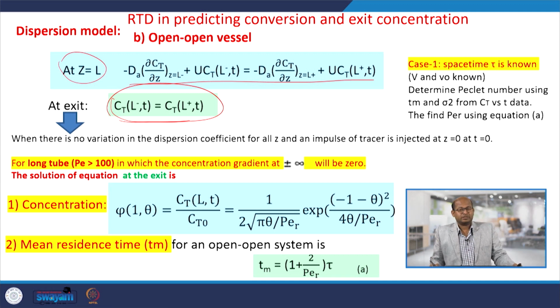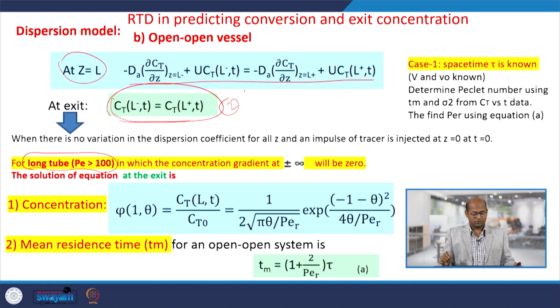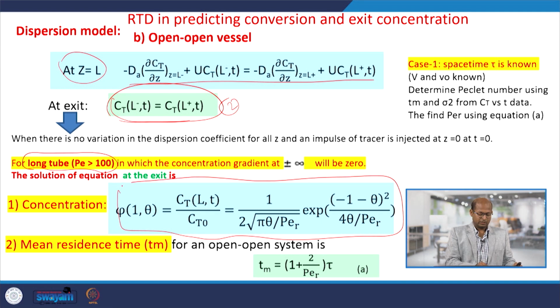If we consider a long tube, where the Peclet number is greater than 100, then in that particular case, using boundary conditions 1 and 2 and solving equation 3, we can get these equations. This is the dimensionless concentration you can say.